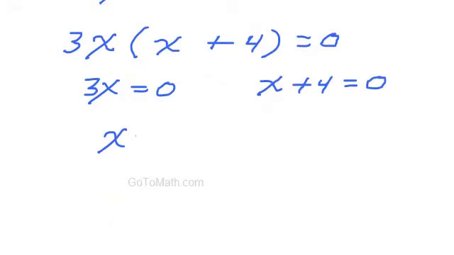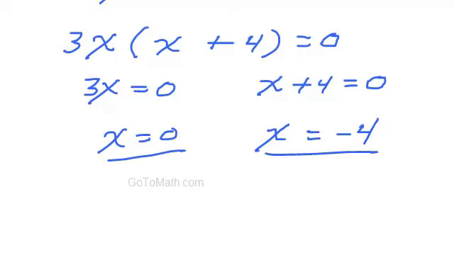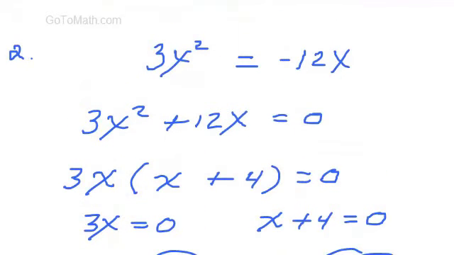Alright, so this one's pretty easy. x is 0, and x is equal to... we subtract 4 from both sides to get rid of this 4 here, and we end up with x is negative 4. Alright, so these are our solutions, 0 and negative 4, to the equation.